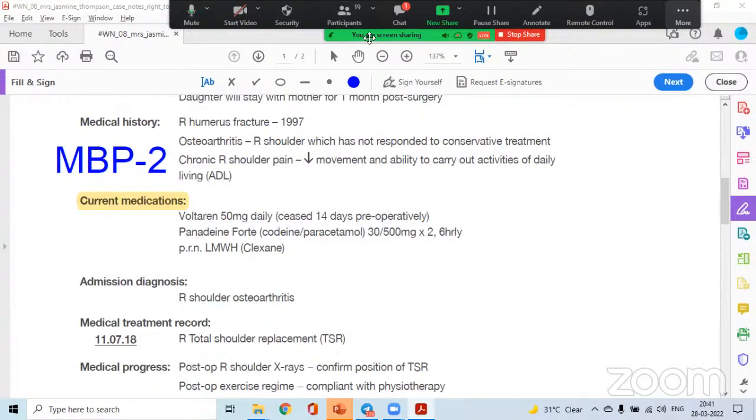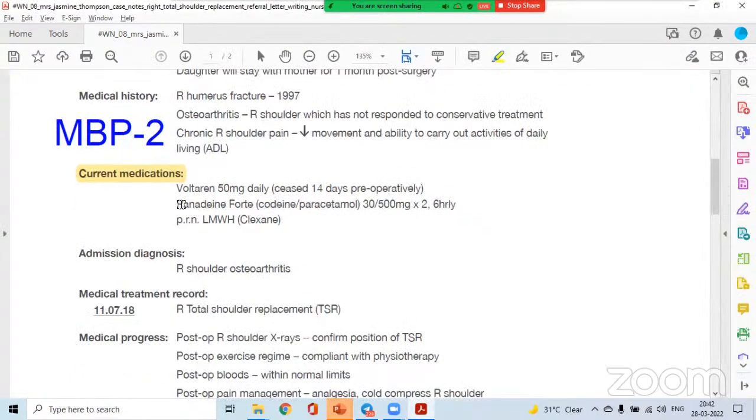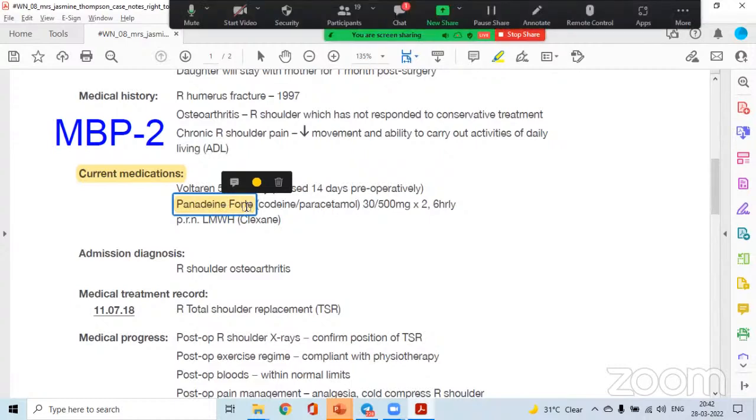Very good. Many people are active. Joint pains, very good. Excellent. So you can use this one now. Panadine Forte is for pain relief. No need to write everything, no need to write too much. Which is important, you can write. Panadine Forte, and pain relief. Next one is LMWH, Clexane.